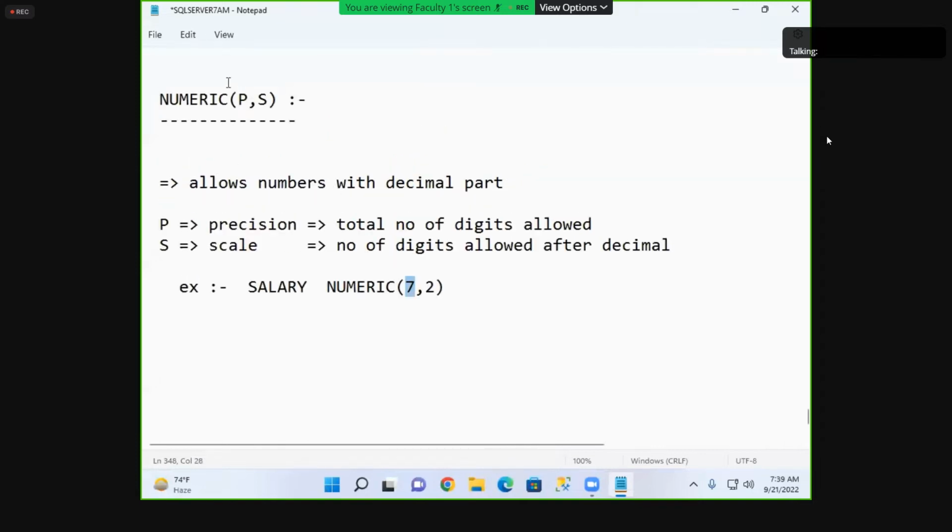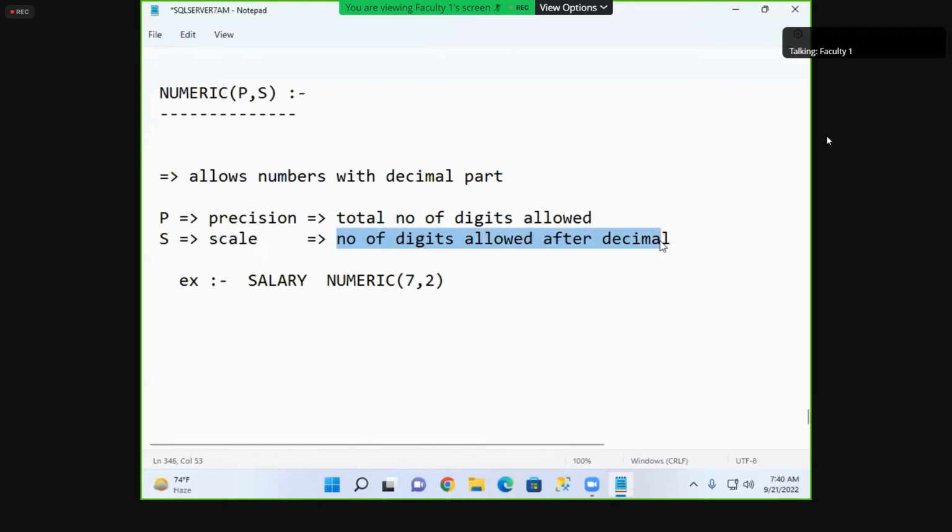Compare with P comma S. 7,2. 7 is called what? Precision. 2 is called what? Scale. What is precision? It means total number of digits. Scale means number of digits after decimal.